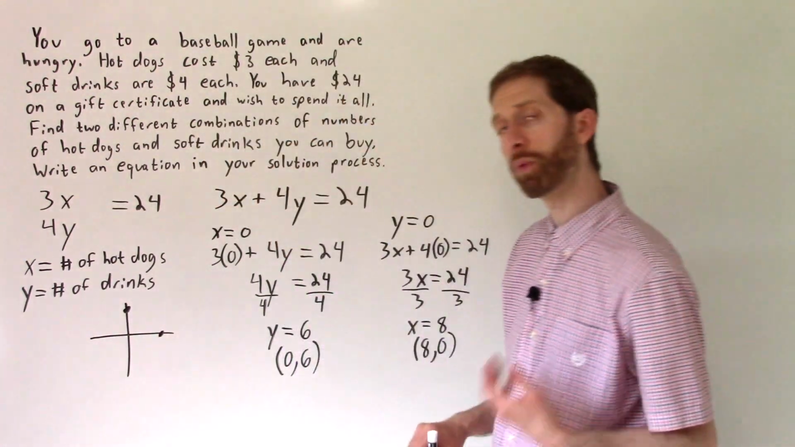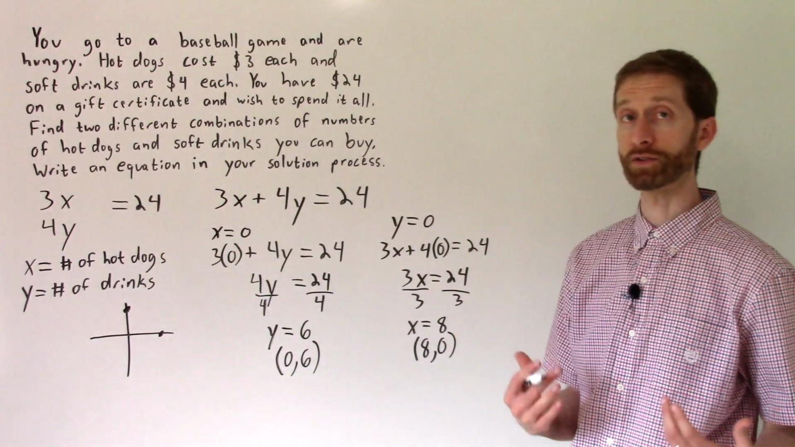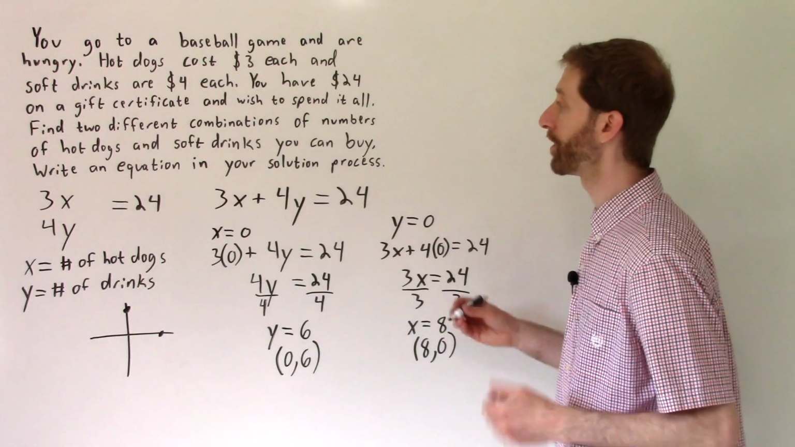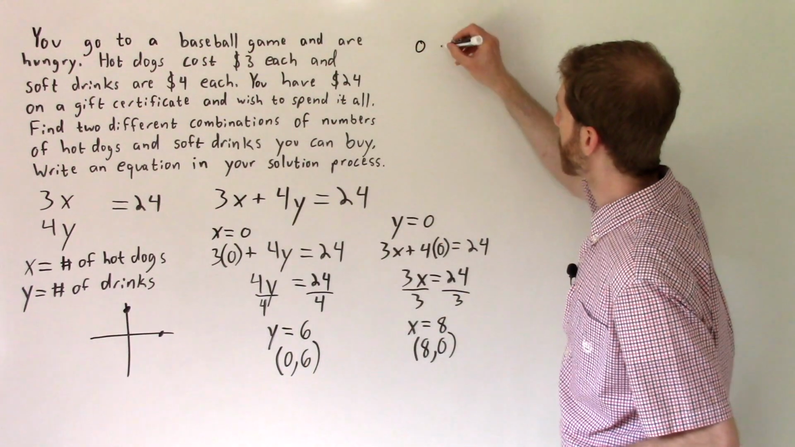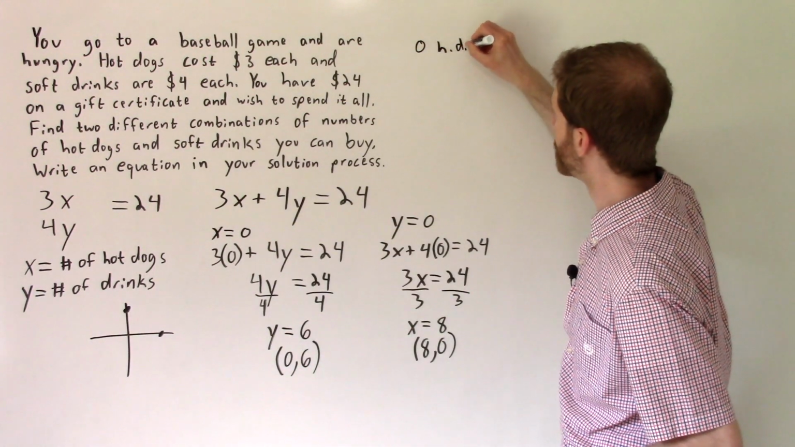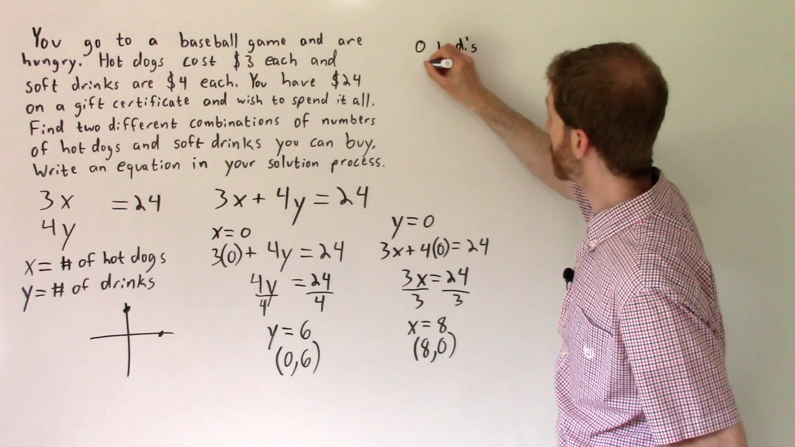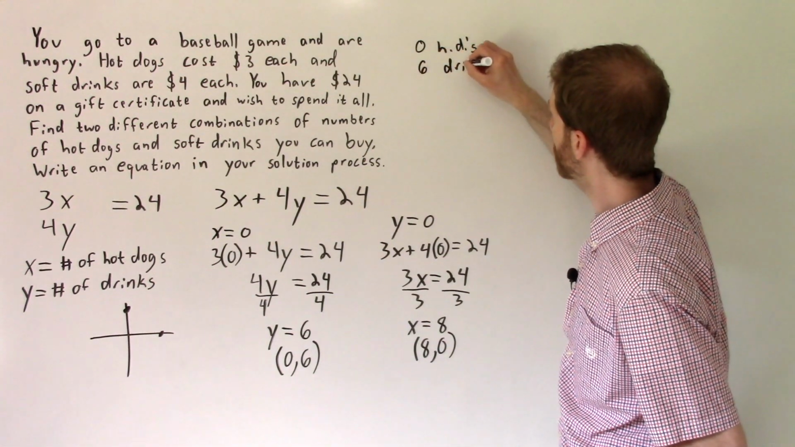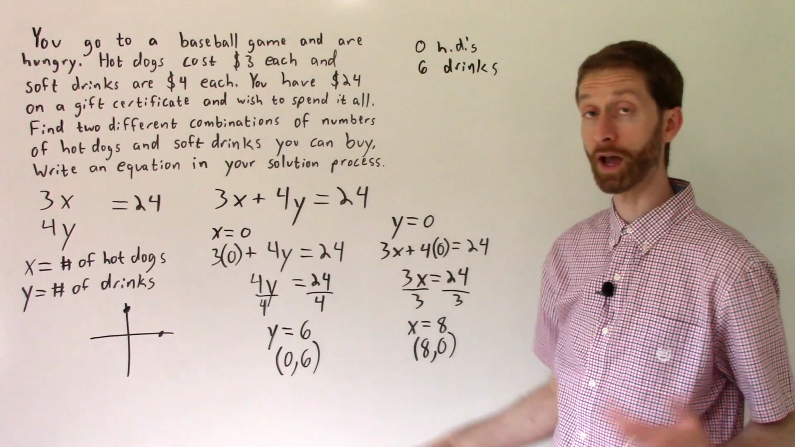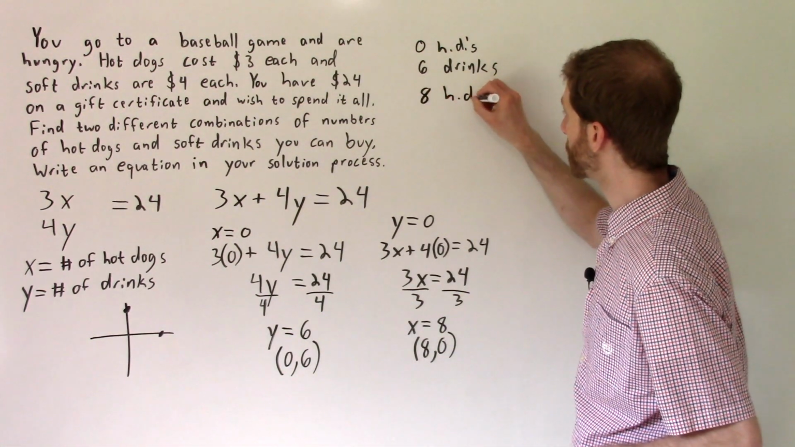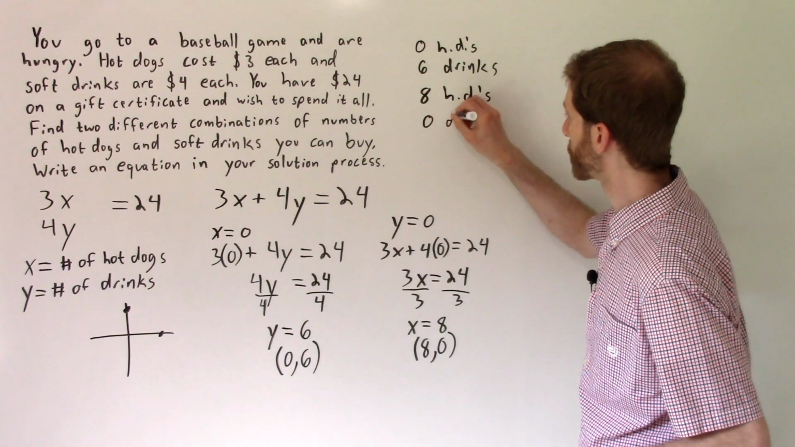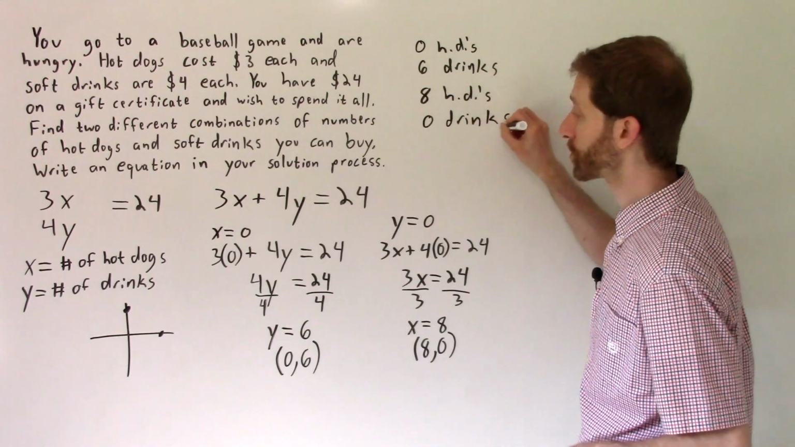And why do I show those 2 points? Well, because those are our 2 answers. So if I'm answering this question, I'm going to say we could have 0 hot dogs, so I'll say 0 HDs, and 6 drinks. That's this combination. The second combination we could do is 8 hot dogs, 8 HDs, and 0 drinks. And that's just from the x and y intercepts.